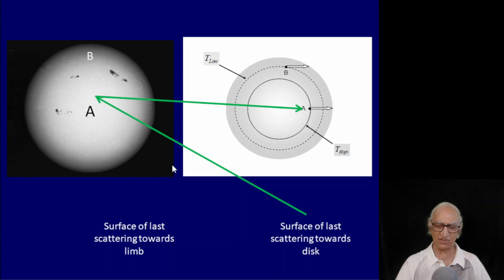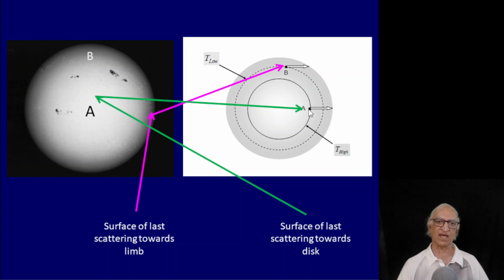But when you look at the limb of the Sun, the surface of last scattering is a larger sphere, the dashed sphere, and the point B is located over there. Why is the surface of last scattering the surface of a larger sphere? That is because you want the probability of escape to be the same from point B as point A. Therefore, the length of this cylinder has to be the same as the length of that cylinder. And because you are looking at an oblique angle, when you look at the limb of the Sun, the point B will obviously be at a larger radius.